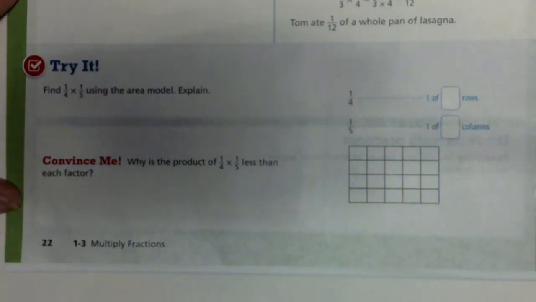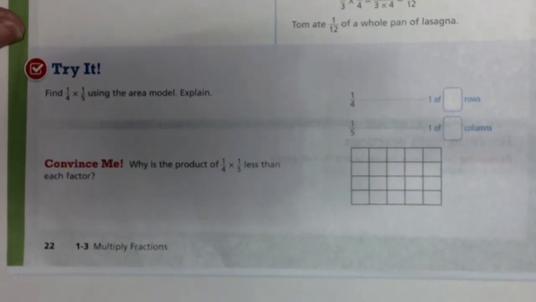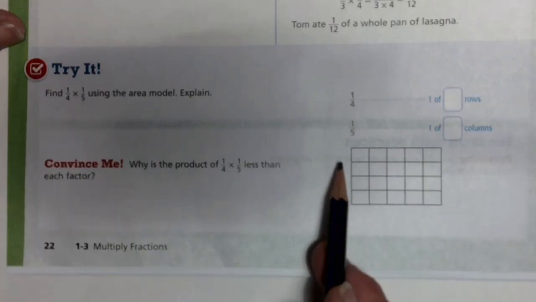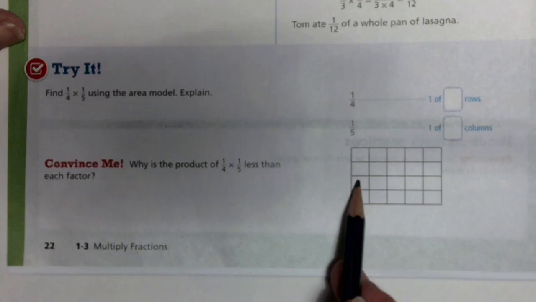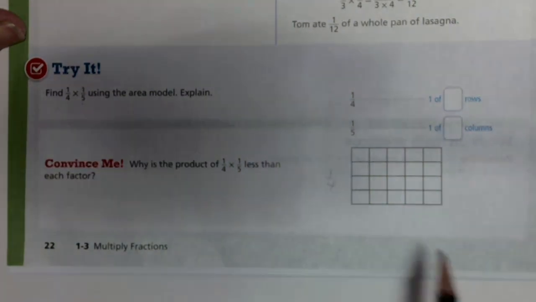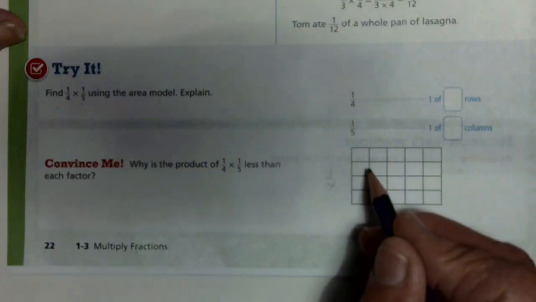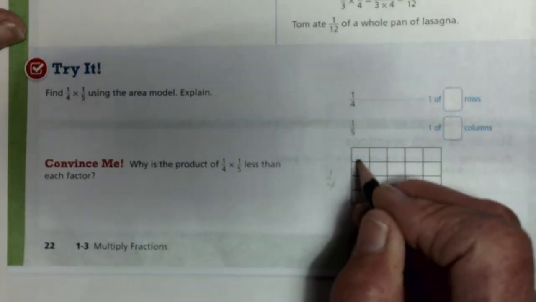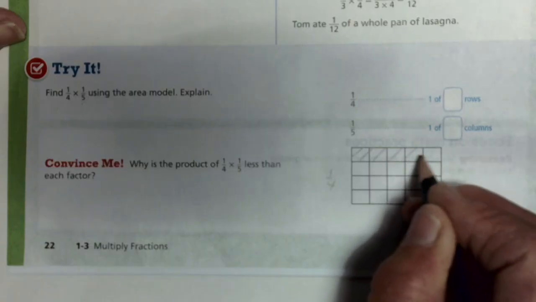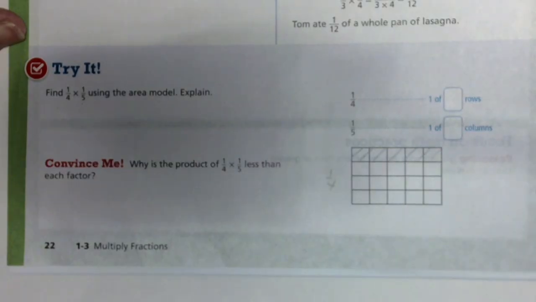Okay, so we're going to try one here. This is page 22. You should have a workbook. Be doing your page along with me. So we want 1/4 times 1/5. Well, here's the side that's got the 4 rows. So here's my 1/4 on this side. And I want to do something to show one of those rows. I'll do the little hash marks this way. So I have marked 1 of the 4ths.